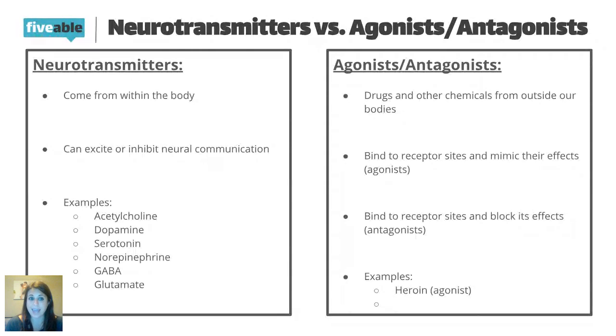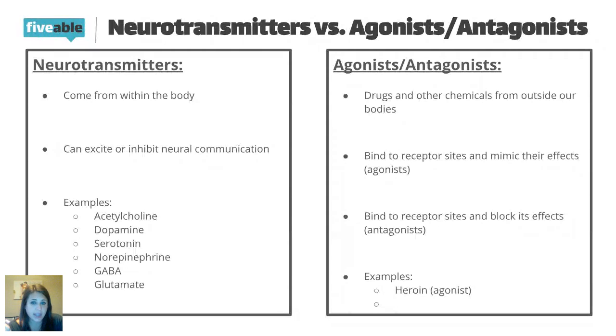There's other things called agonists or antagonists that come from outside of our bodies. And those are typically drugs, as in it could be an illicit drug like heroin, or it could be, like I mentioned before, a pill that the doctor prescribes you. And so basically agonists and antagonists mimic what's already happening with the chemicals in our body. So agonists bind to the receptor sites. So remember, the neurotransmitters shoot from one neuron and they're trying to find the receptor sites on neuron number 2. Well, agonists do the same thing. They bind to these receptor sites and they mimic their effects. So they do the same thing as those neurotransmitters.